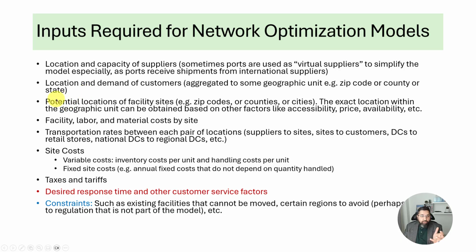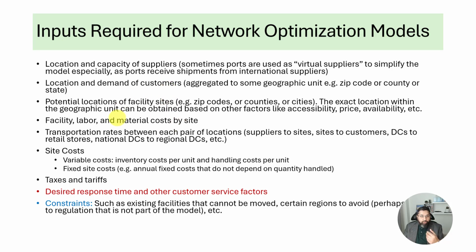You need to give these models potential locations of facility sites. So you can't just say, okay, here is where my customers are located, here's where my supply sources are located, and you just find me coordinates of where to put my distribution centers or factories and things like that. You have to give it a list of possible locations. Here again, usually you don't give it exact addresses. You're going to specify either a zip code or a state or a city, and then within that state or county or zip code, the exact address you will identify based on other considerations like the price of the land, or access from a highway, things like that.